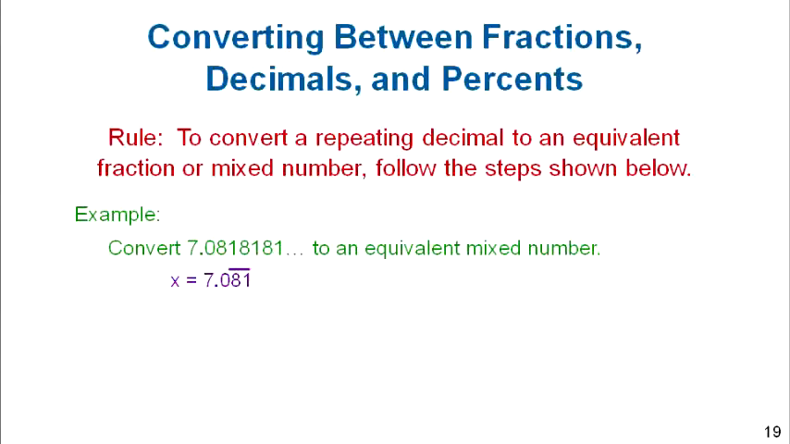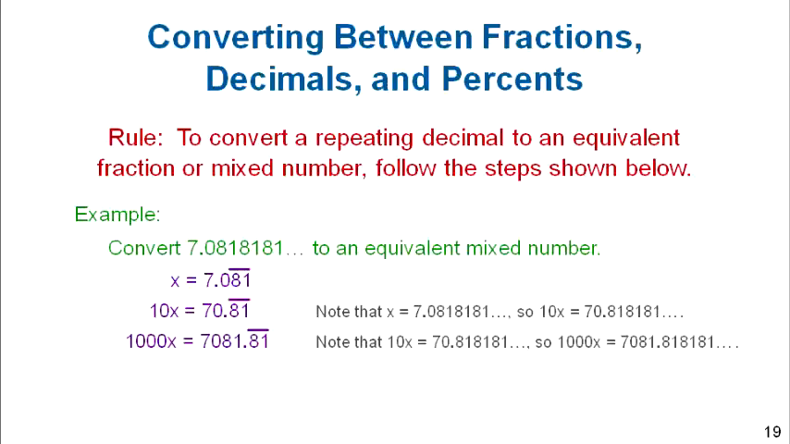For my next example, I will convert 7.081 with the 81 repeated to an equivalent mixed number. Like I did in the last two slides, I will start by saying that x is equal to this decimal using the horizontal segment notation. Now, since there is one digit after the decimal that is not repeated, I will multiply both sides of this equation by a 1 followed by 1 zero, or, in other words, 10. And you should be able to see that this will move the decimal in the number to the right one place.